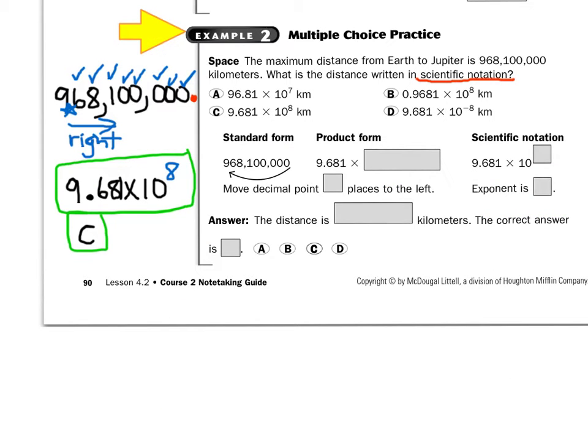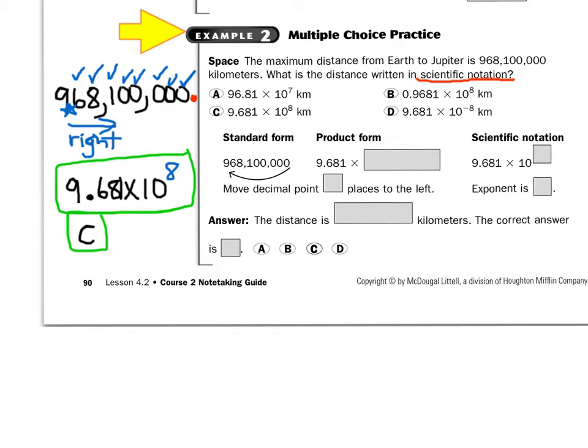It's example 2, space. The maximum distance from Earth to Jupiter is 968,100,000 kilometers. What is the distance written in scientific notation? So the first thing I tell people to do is write the number that they give you on your paper. So write 968,100,000. And then with your red, put the decimal point in so that you can see it, okay, a big red decimal point.